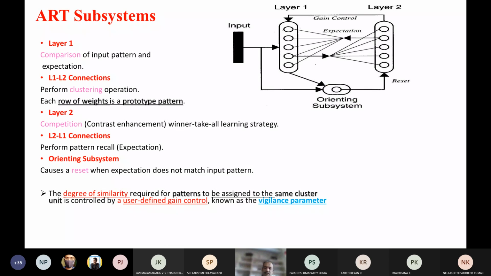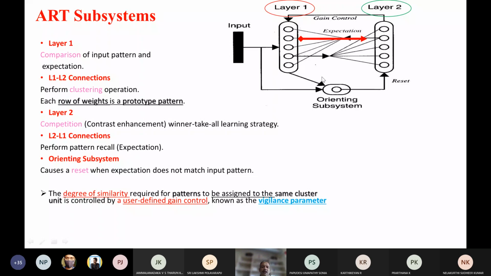So ART subsystems. What is available here? It consists of layer 1, which is considered as L1. That is nothing but the comparison of the input pattern and the expectations. Expectations is whether a match is available or not. Then it has connections between L1 and L2, layer 1 and layer 2, and each row of weight is nothing but a prototype pattern.